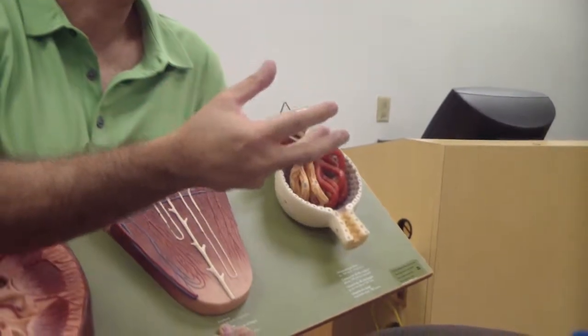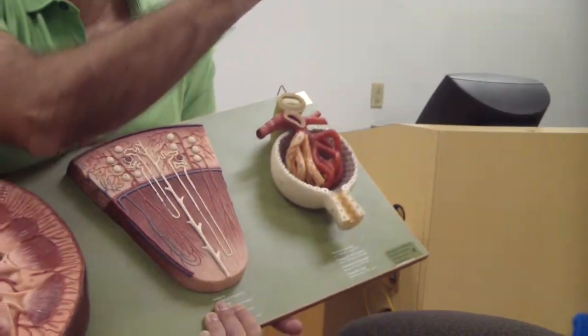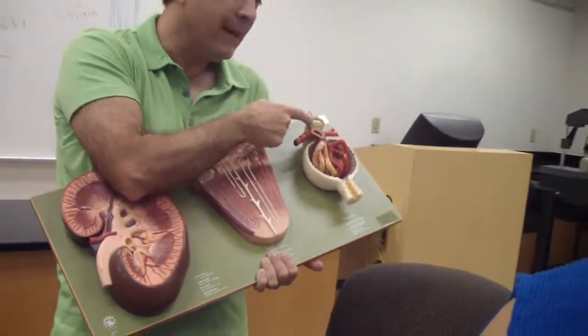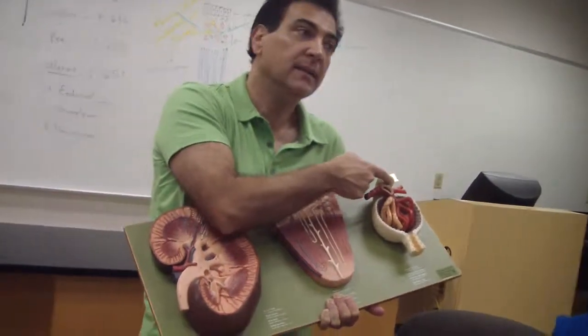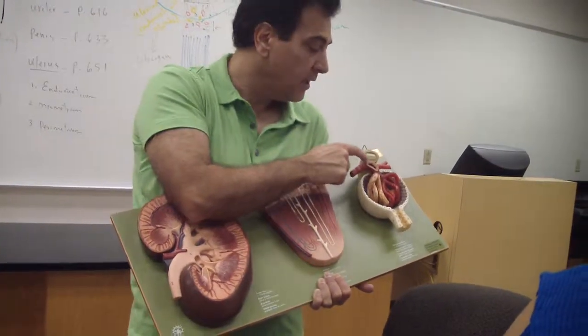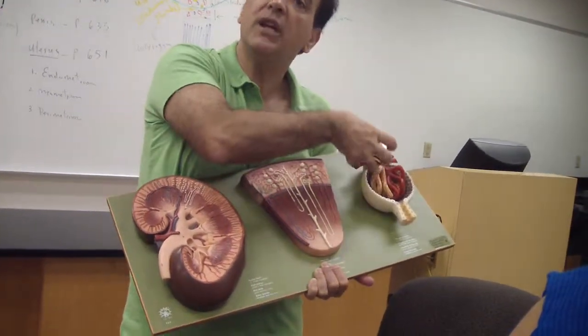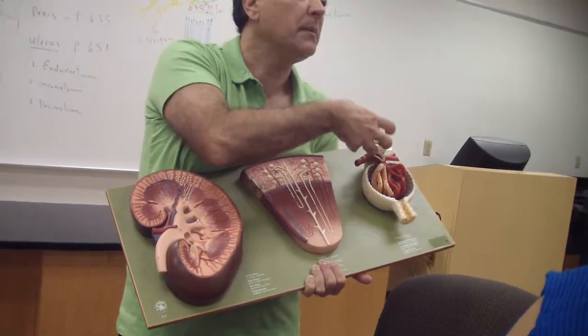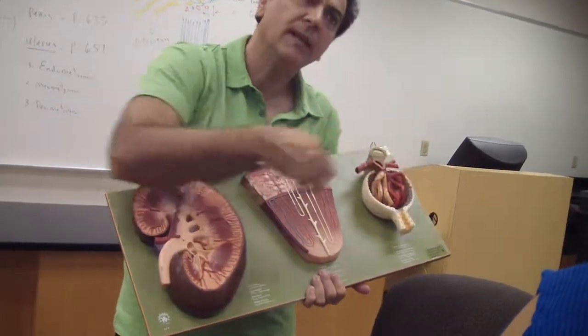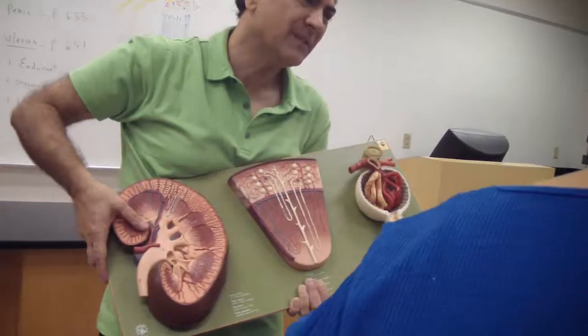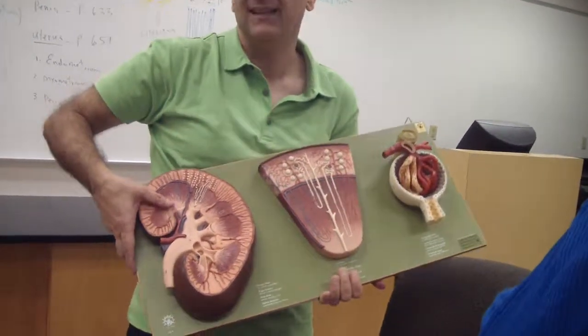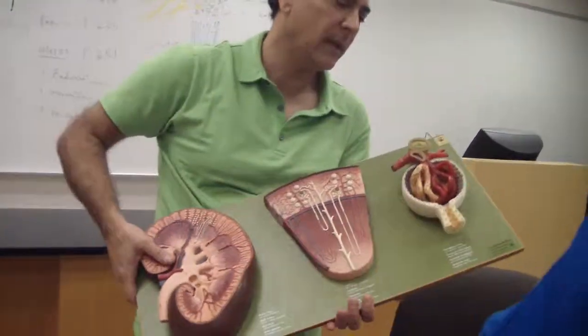The juxtaglomerular apparatus, or JGA, is not just one thing. It is the macula densa cells of the distal tubule, and the JG cells of the arterioles. Together they call them the JGA, or juxtaglomerular apparatus. And that's what I want you to understand. But otherwise, for lab practical purposes, I really can only point to one.